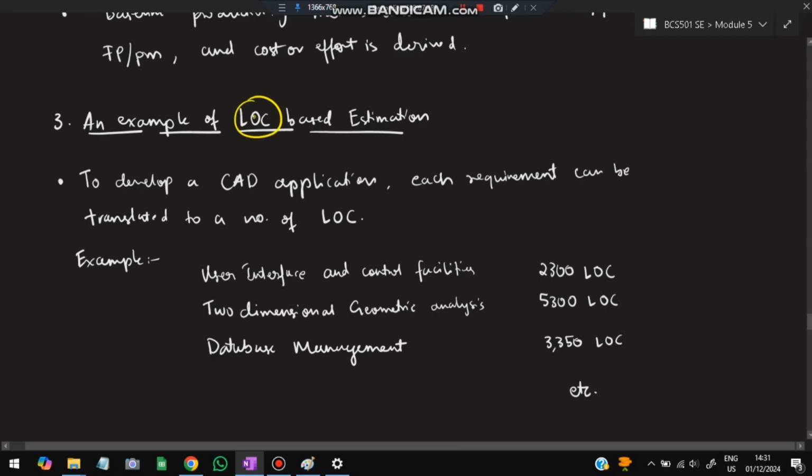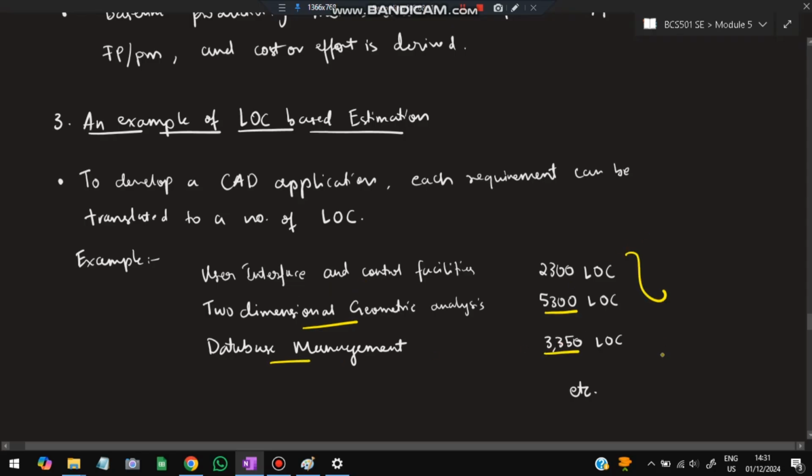An example of LOC will be as follows. To develop a CAD application. What is CAD? Computer aided design. Here we have a computer and make different shapes and geometries using it. For CAD application development, each requirement can be translated into a number of LOC. For CAD there can be many different requirements, like a user interface, two-dimensional geometric analysis, and a database. For all of these we need software developed. For this one it requires 2,300 lines of code; for developing this, it requires this many lines of code.